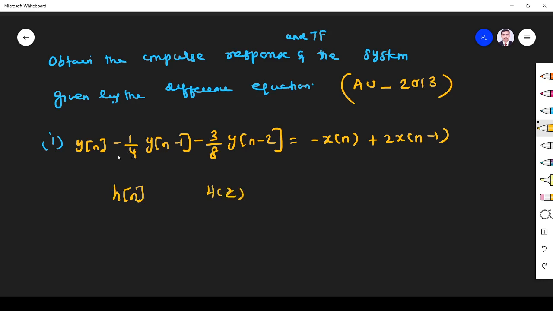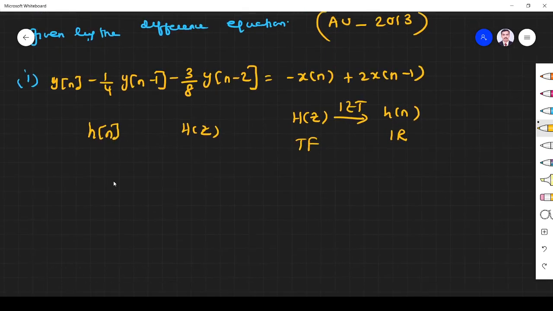Right, so directly it is very difficult to find the impulse response. What we do normally is first find the z transfer function. From that we take the inverse z transform, and from that we will get the impulse response. H of z is the transfer function, impulse response is h of n.